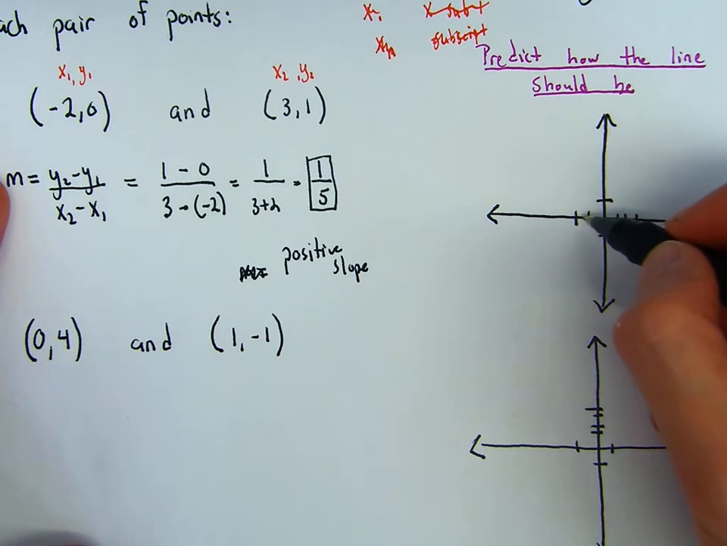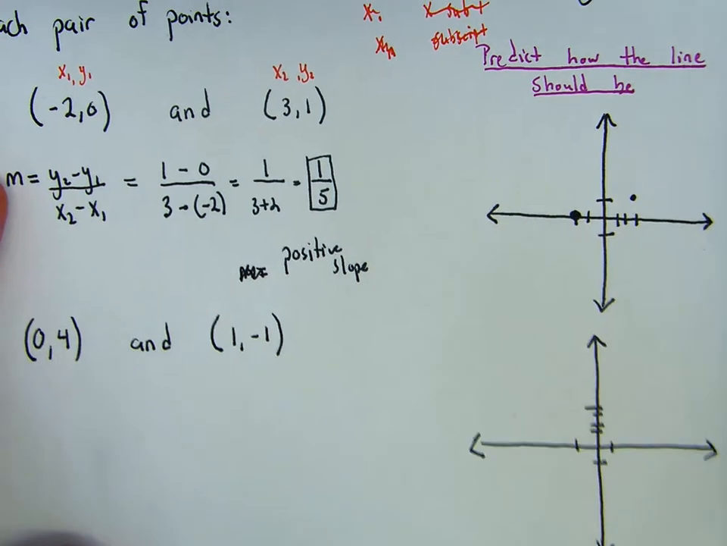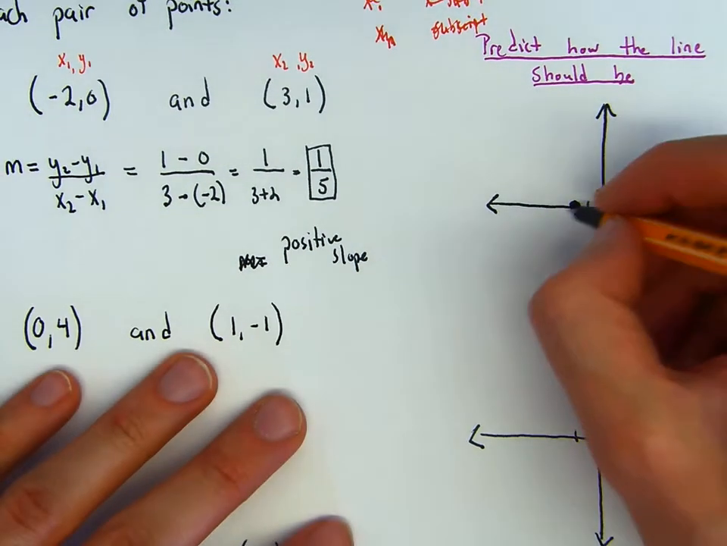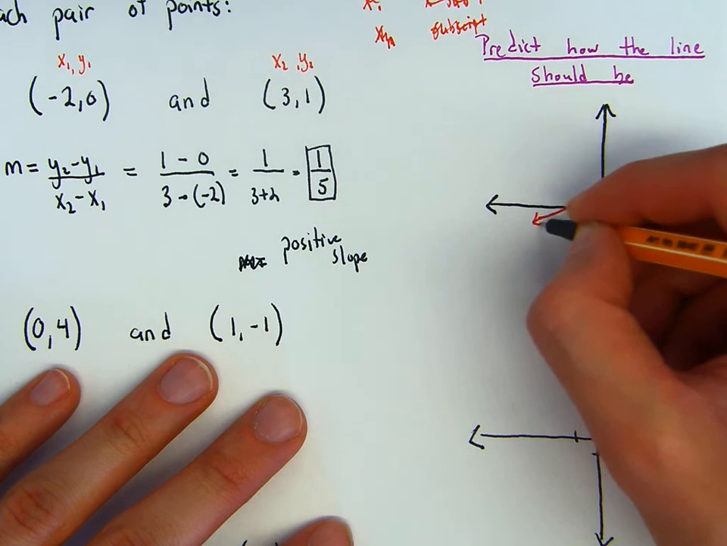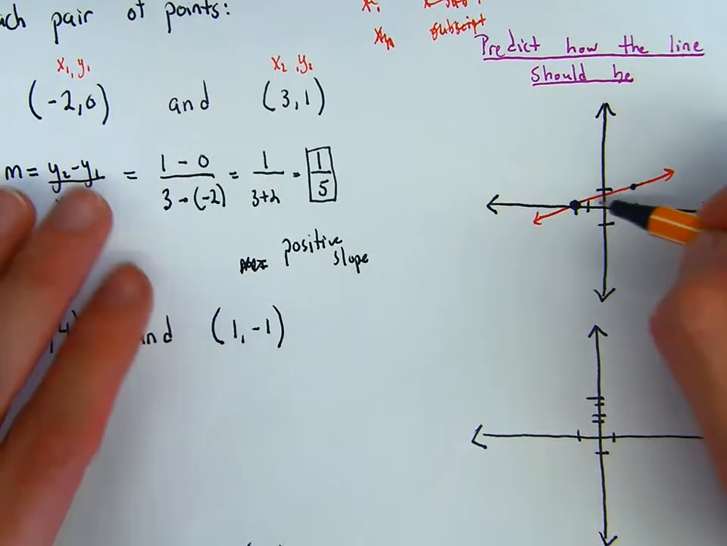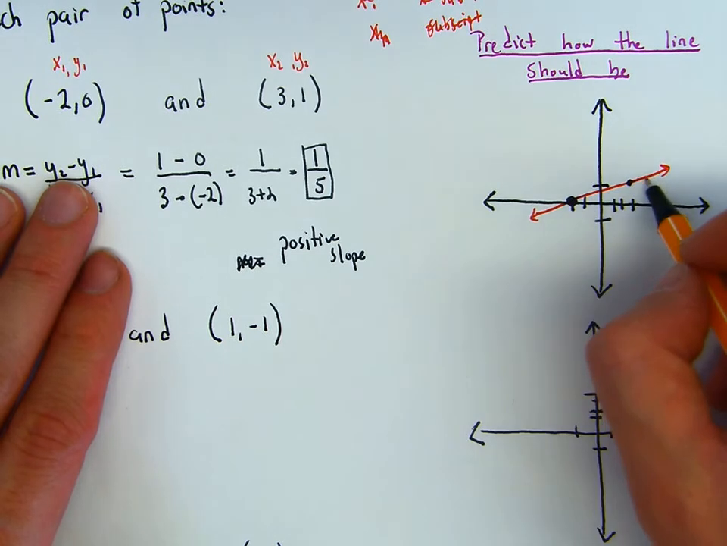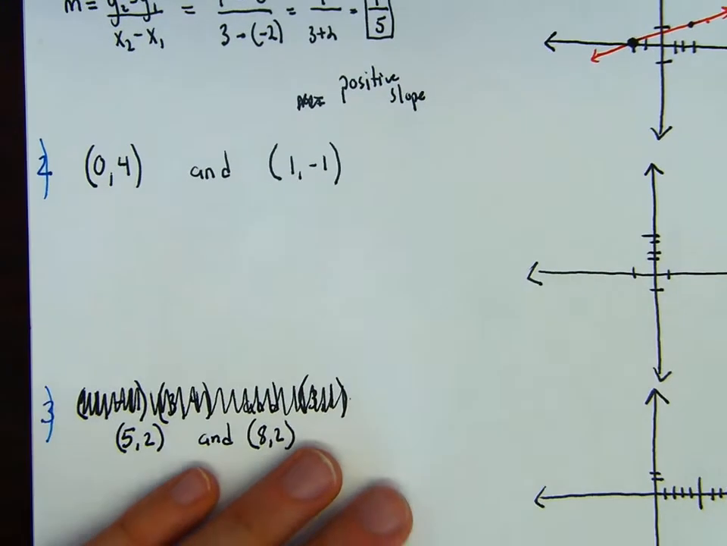Negative 2 comma 0 is over here. 3 comma 1 is over here. When I connect the line, notice that our slope is positive, and it's not very high. It's not going up by that much, right? And so notice that from left to right, the graph or the line is increasing, so our slope is positive. Okay. What about for this one over here?